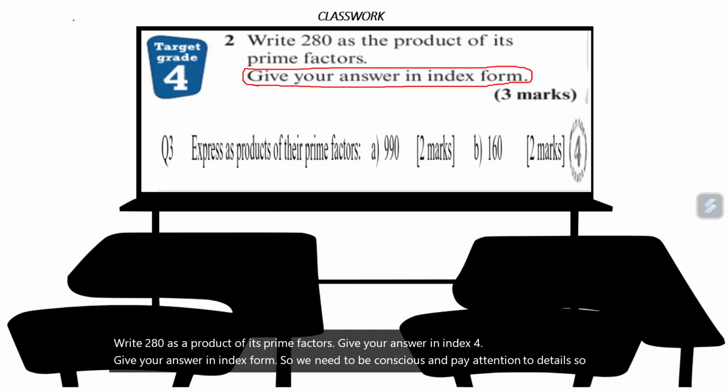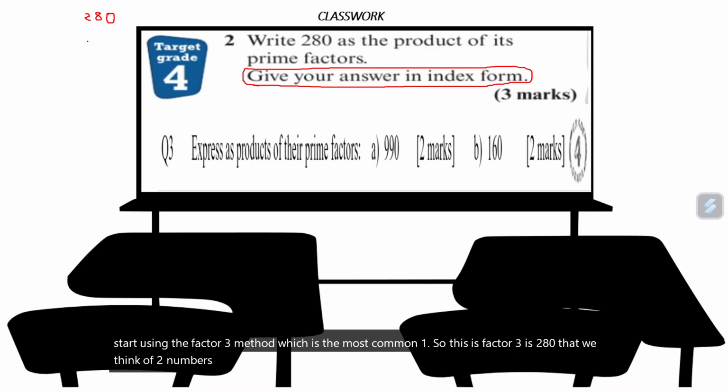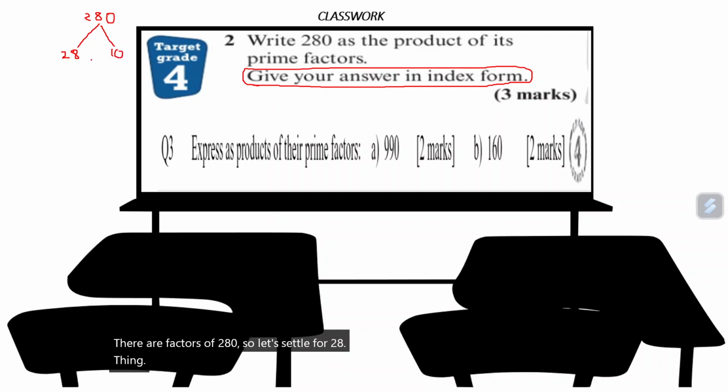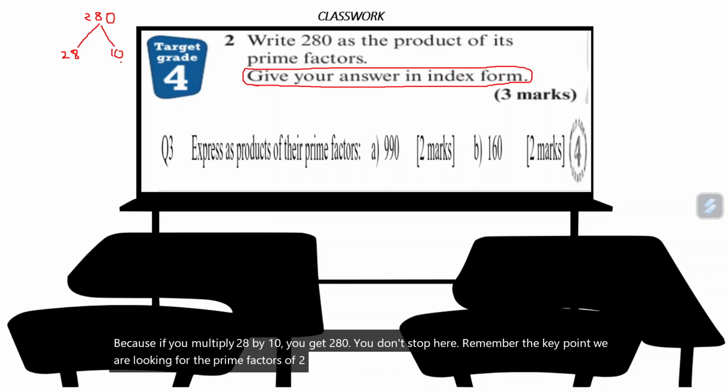So let's start using the factor tree method, which is the most common one. So this is a factor tree. It's 280. Then we think of two numbers that are factors of 280. So let's settle for 28 and 10, because if you multiply 28 by 10, you get 280. You don't stop here. Remember the key point: we are looking for the prime factors of 280. So we'll break further.